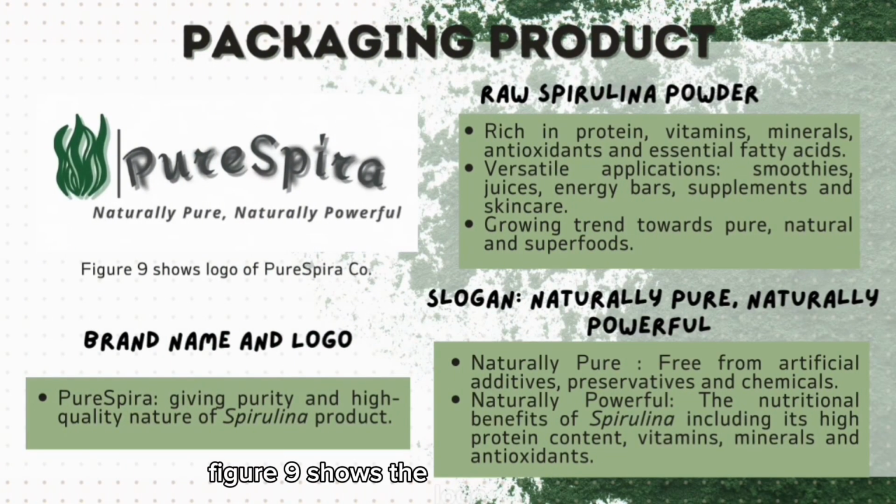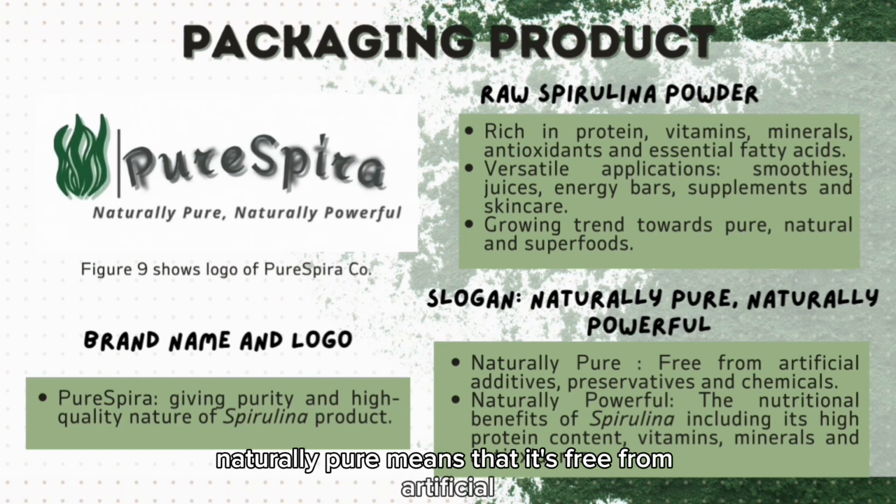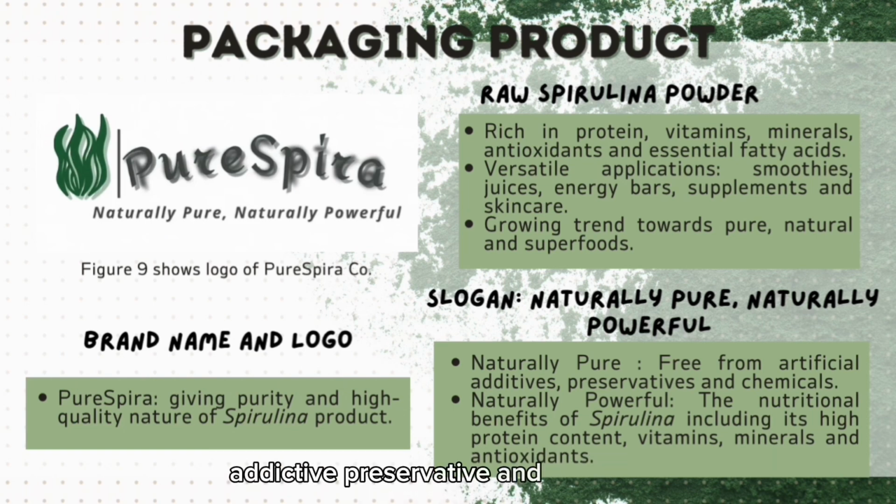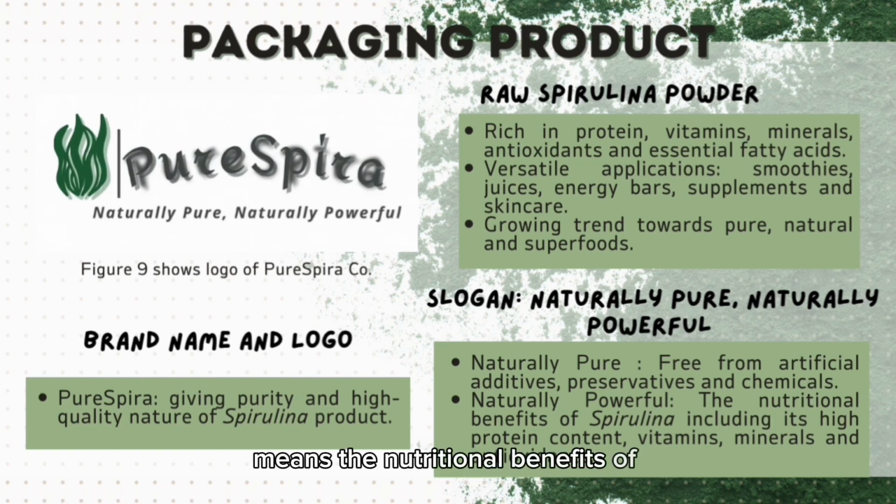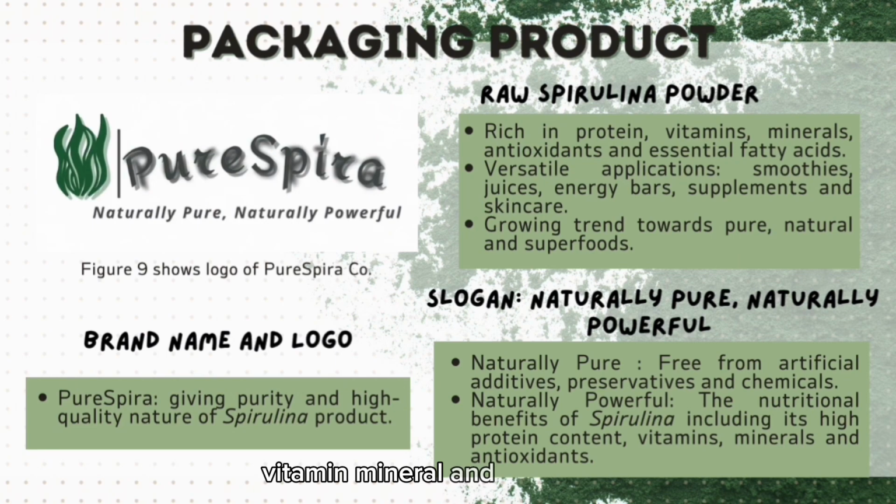Figure 9 shows the logo for our company, which is Pure Spira, which describes the product that gives purity and high quality nature of spirulina, with our main slogan being naturally pure, naturally powerful. The slogan naturally pure means that it's free from artificial additives, preservatives, and chemicals. Meanwhile, naturally powerful means the nutritional benefits of spirulina, including its high protein content, vitamins, minerals, and antioxidants.